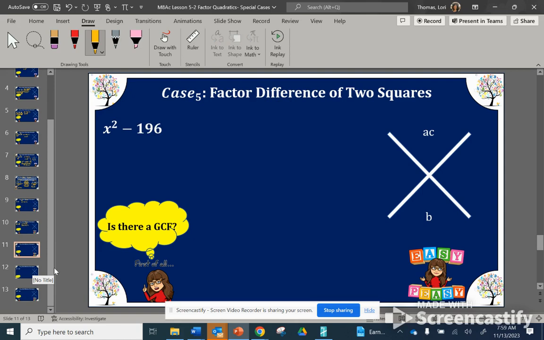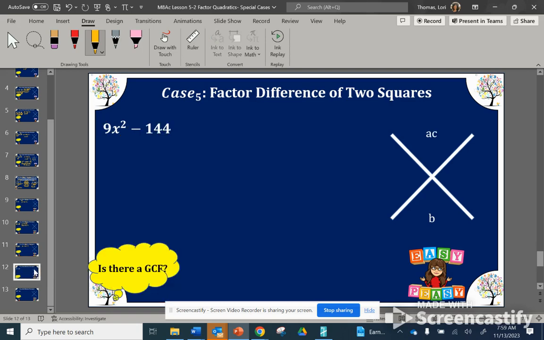X squared minus 196. We have the difference of two squares, x squared and 196. I do not have a linear term. So we're going to set up. We're going to take the root of each term. Again, I'm familiar with my perfect squares, so this makes it very easy for me to do. So if you don't know your perfect squares all the way through 20, like 20 squared is 400, being familiar with your perfect squares is going to be very helpful.